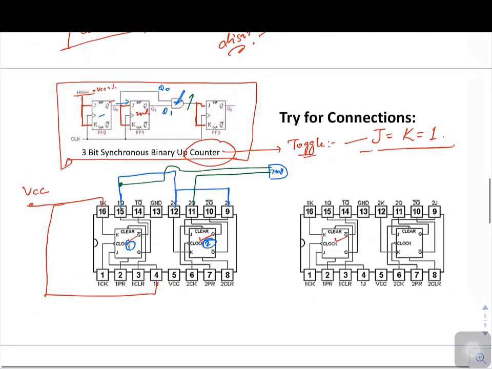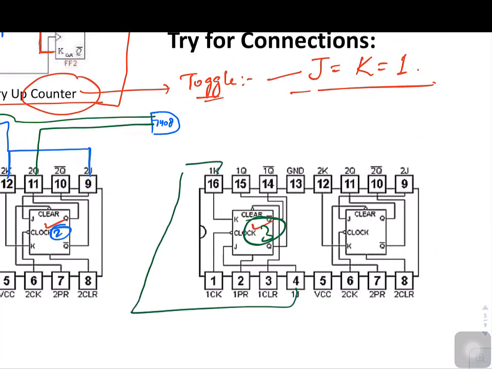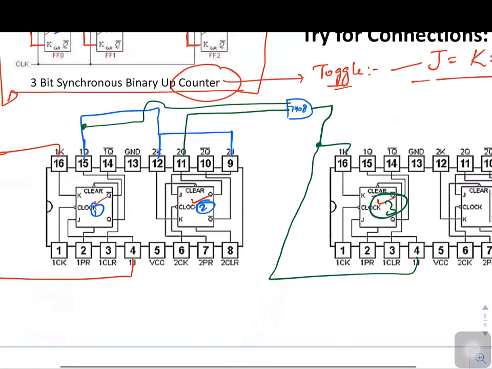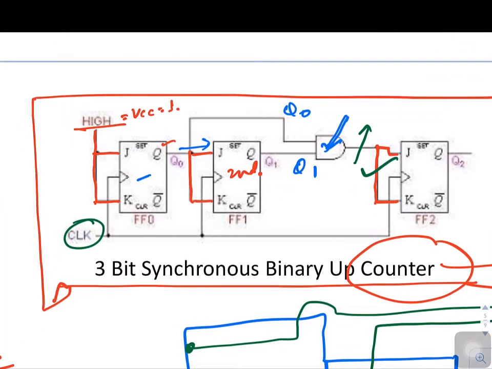Since I have used both of them, I need the second IC, and this is my third JK flip-flop. This is my J, this is my K. Again you need to connect them together, and then this output is going here. Then we are left with the clock. You can see this clock is given simultaneously to all three flip-flops.